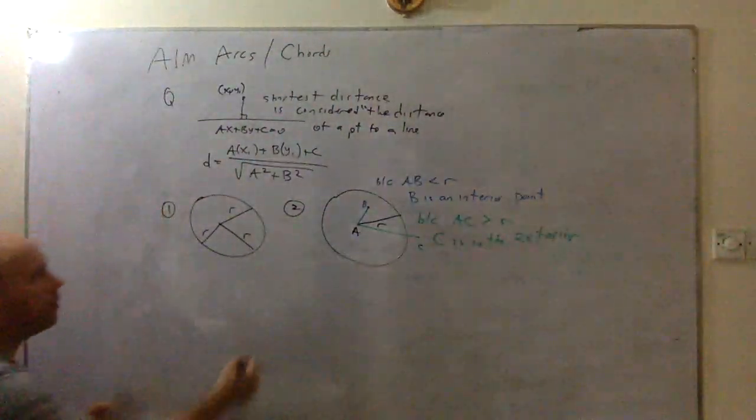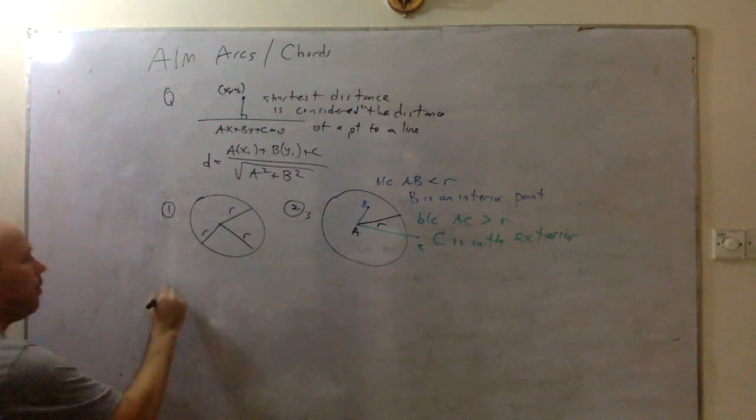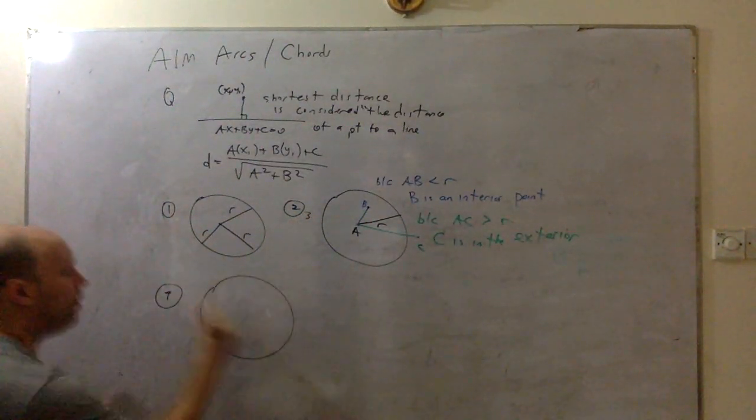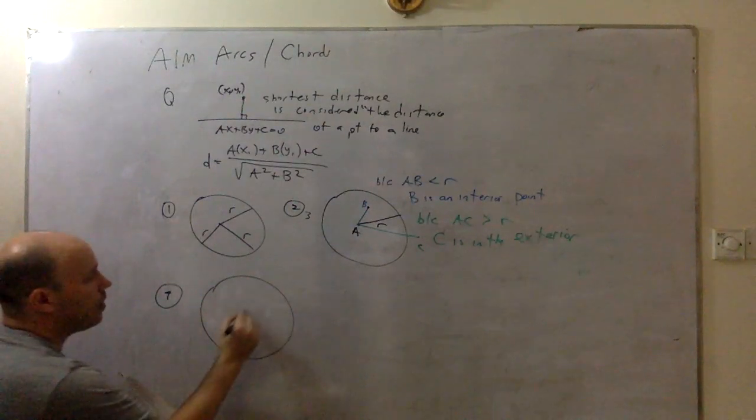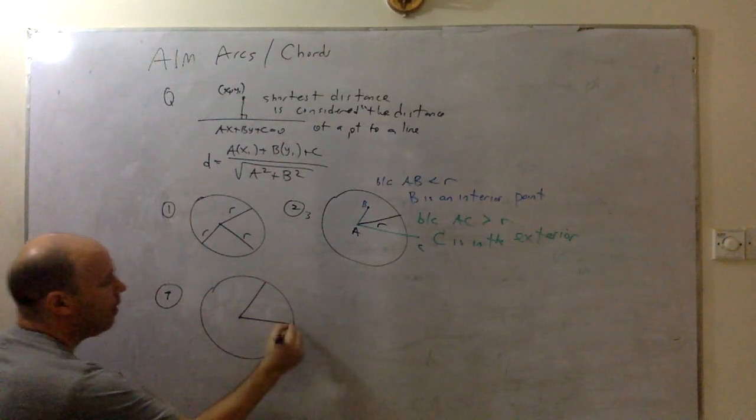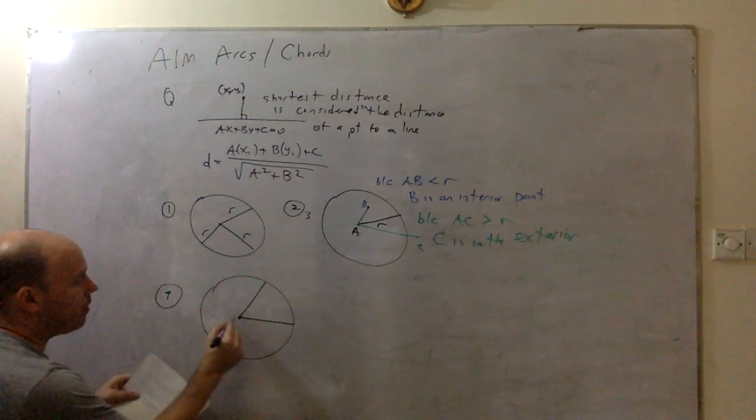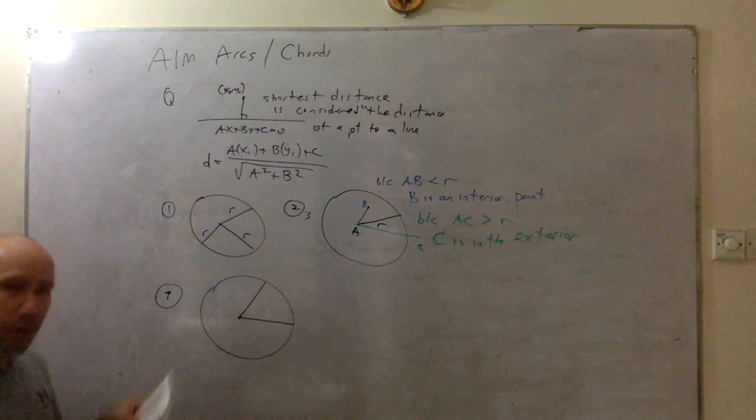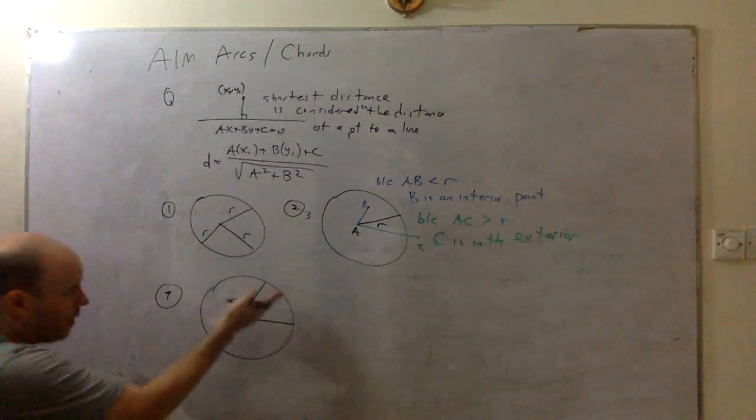That was number 4, after 2 and 3. So we have a circle, a center, and this is a central angle. It is an angle whose vertex is the center. This is a central angle.